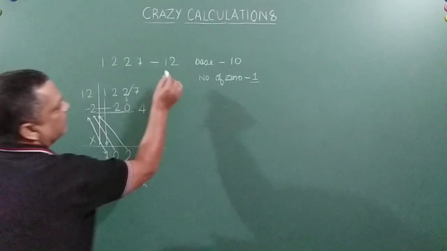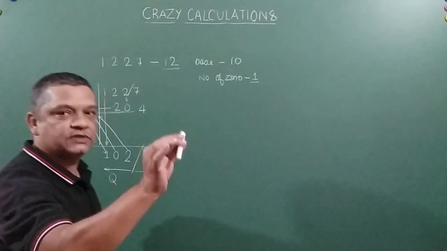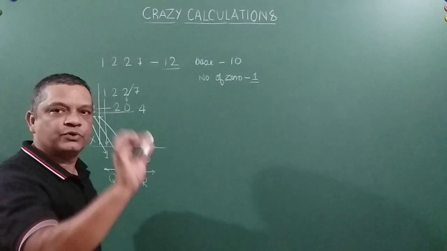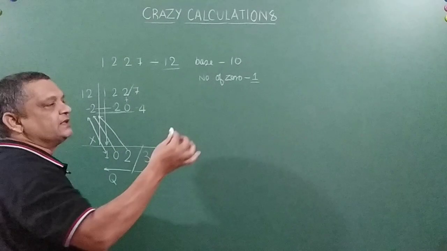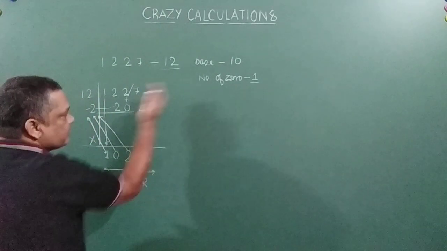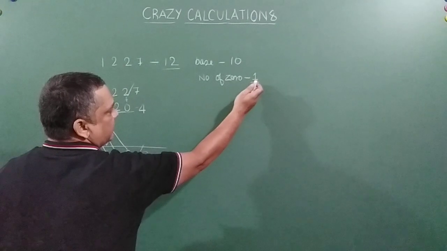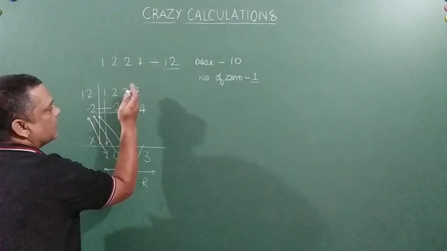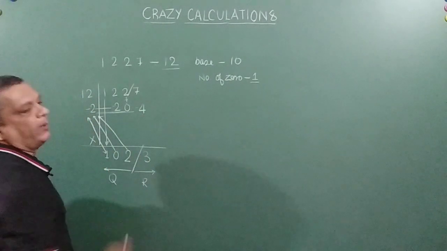That is, we will first identify what is the base, right? How many zeros in the base? So the number of zeros in the base, we will mark the same number of digits from the right hand side for the remainder. That is, the number of zeros is one here, so I will mark one digit from the right hand side for the remainder.